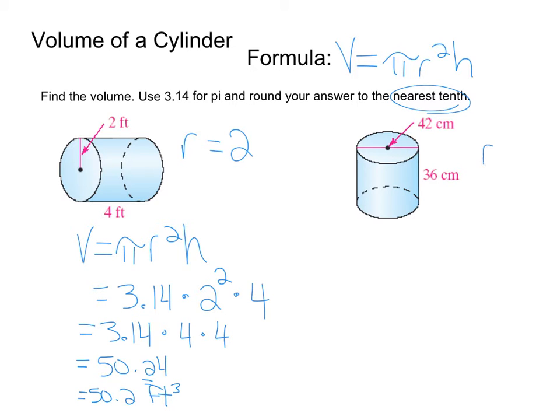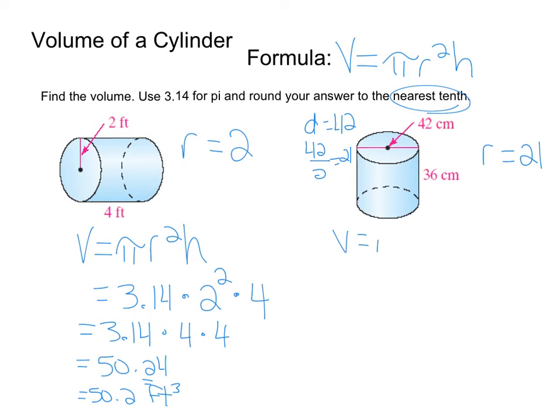Remember, we want the radius every time. The radius is from the center to the edge. Notice this time they give us the diameter of the cylinder. They give us all the way across. So if all the way across is 42, what's the radius of this cylinder? 42 divided by 2 is what? 21, right? The diameter on this one is 42, and 42 divided by 2 is 21. That's how we got that, okay?